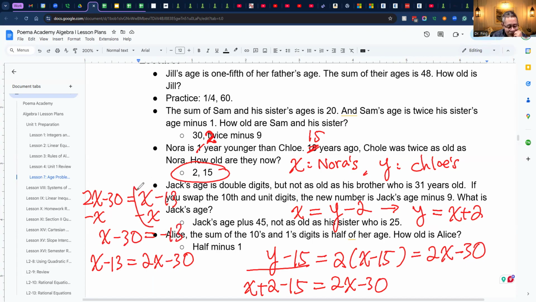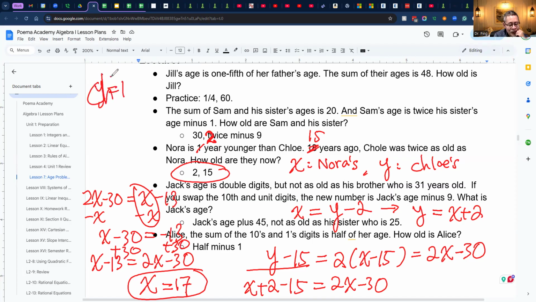x got canceled. And we add 30 on both sides. Then what we got here is x equals 17. Now Nora is 17, so Chloe is 2 years older, so that'll be 19. So y is 19, that's Chloe, and Nora is 17. Now, 15 years ago, Chloe was 4, and 15 years ago, Nora was 2. So Chloe was twice as old as Nora 15 years ago.